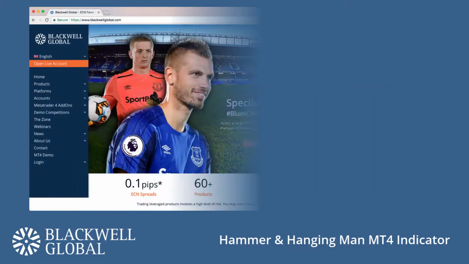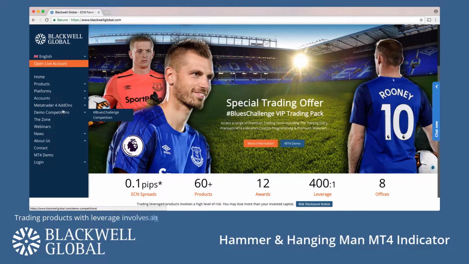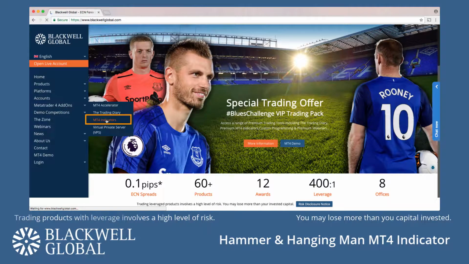But first, we would like to remind you that trading products with leverage involves a high level of risk. You may lose more than your capital invested.